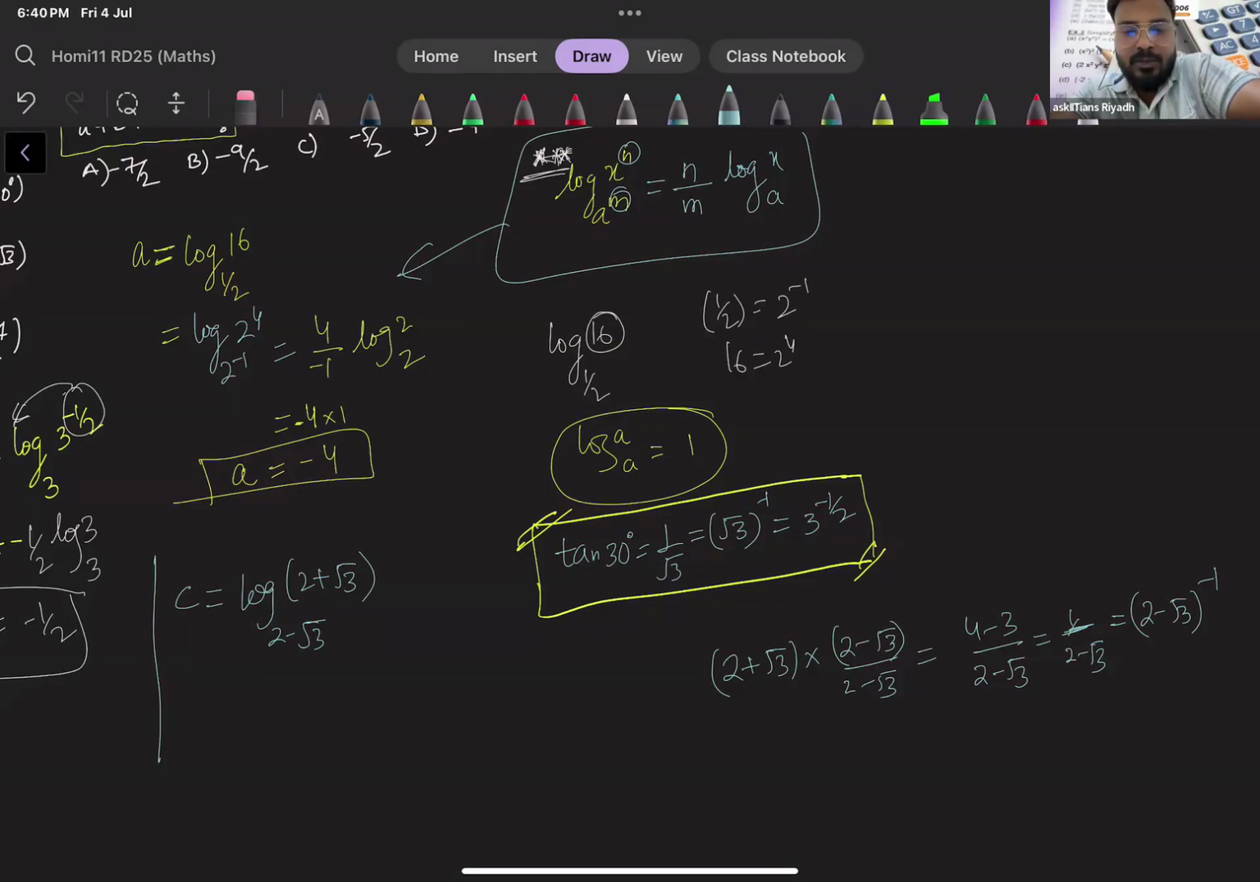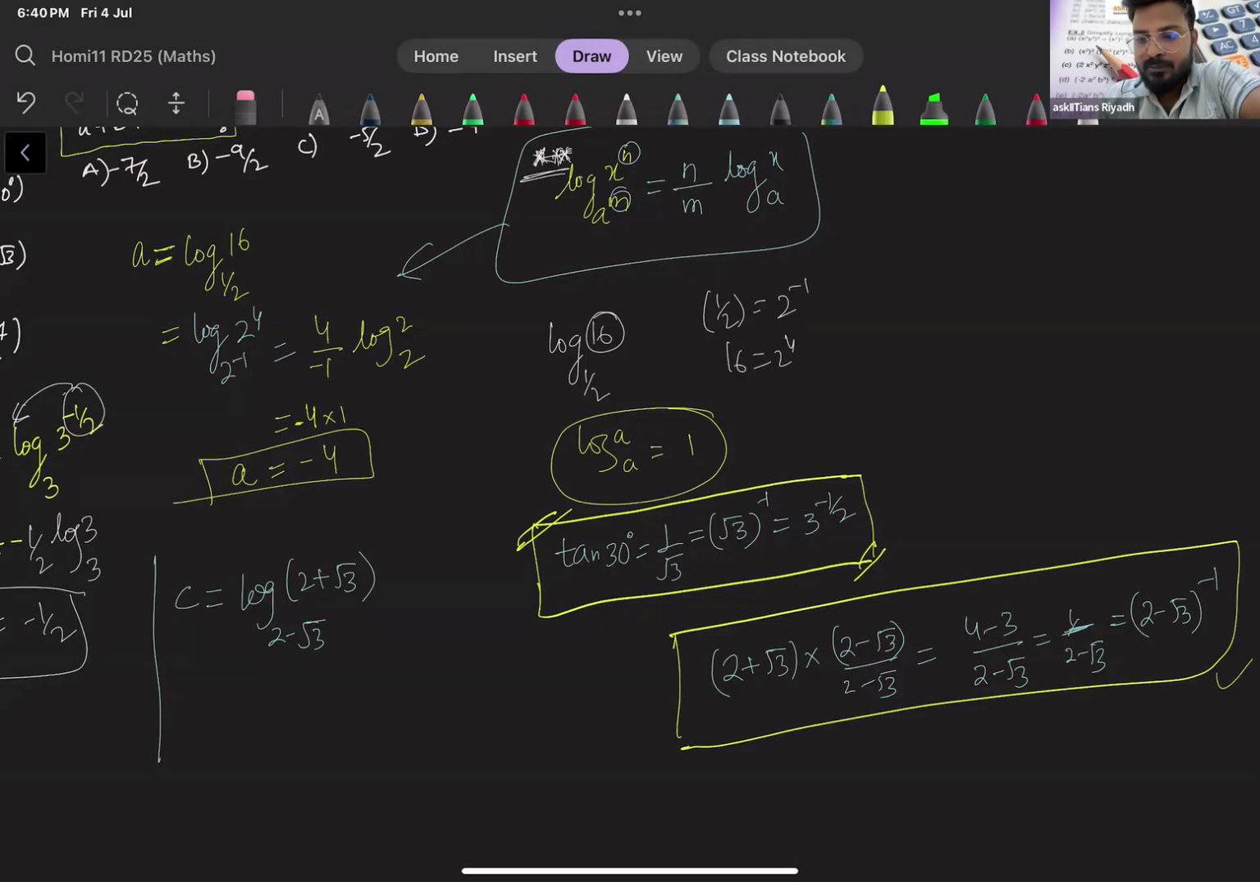Whenever under root terms are given to you, always think about rationalizing. We need to find the conjugate and rationalize it. Does anyone have a doubt? Tell me, what did I do here? If you have a doubt, ask now. We are rationalizing 2 plus root 3, so we multiply and divide by its conjugate 2 minus root 3. Once you multiply, we'll get 1 over 2 minus root 3, and 1 over 2 minus root 3 in reciprocal form we can write with a negative exponent. Any doubt?